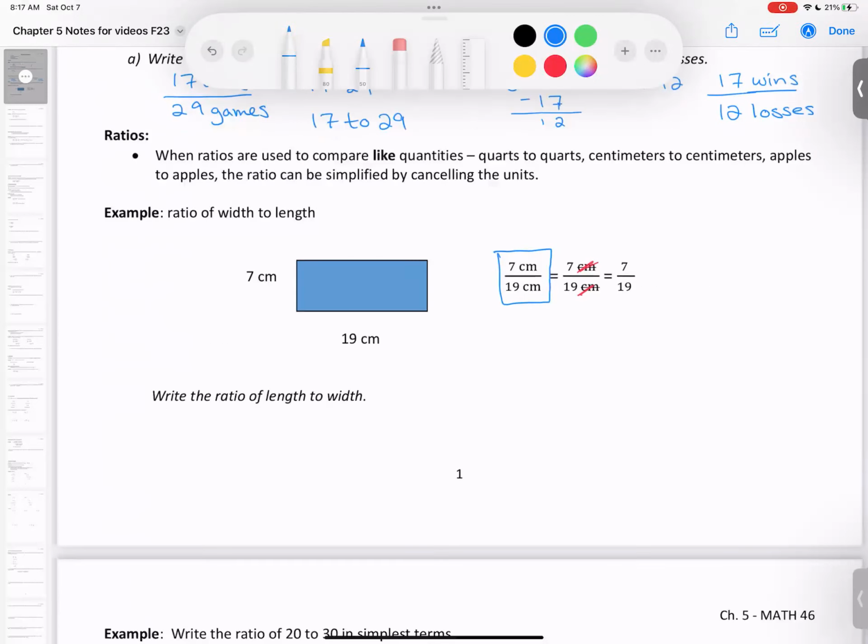If we were going to write the ratio of length to width, then that means the length is coming first. So we have 19 centimeters to 7 centimeters. We could cancel out those centimeters. And so we're left with 19 over 7.